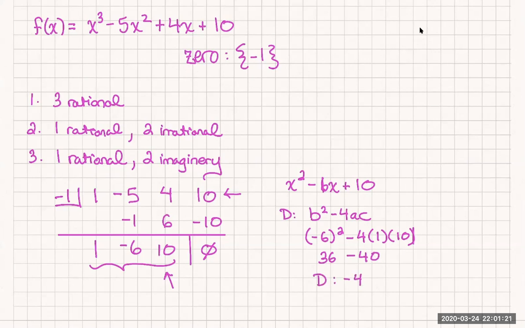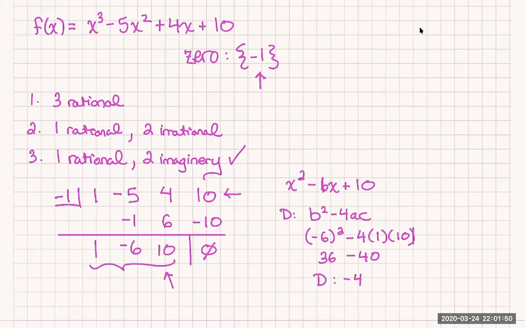If my discriminant is -4, that means this is an irreducible quadratic. That means it can't be factored. So the only rational zero is this. Remember, what does a negative discriminant mean? That means I have two imaginary solutions. So this is the situation I'm dealing with: a polynomial with one rational solution and two imaginary. Do you remember why imaginaries and irrationals come in pairs?